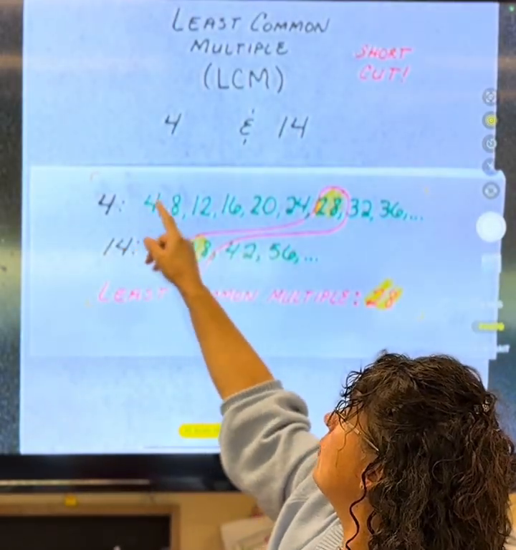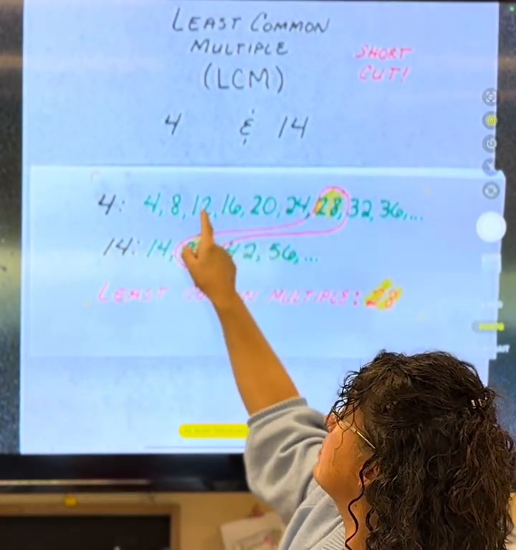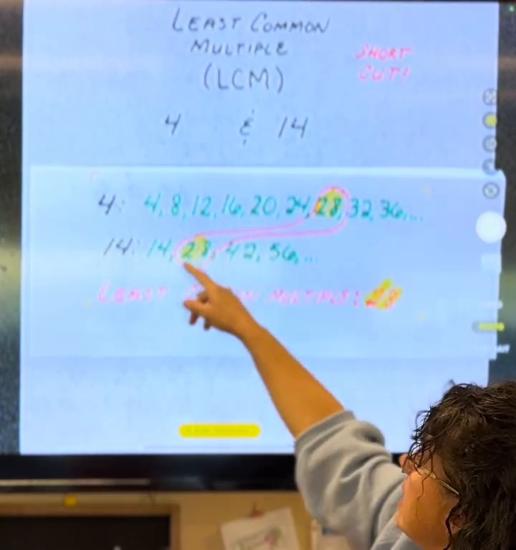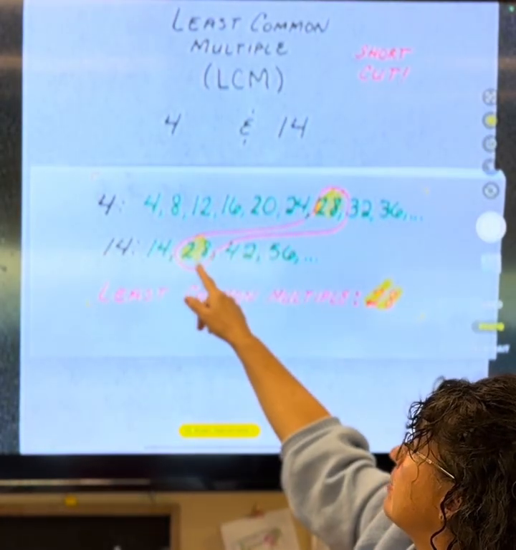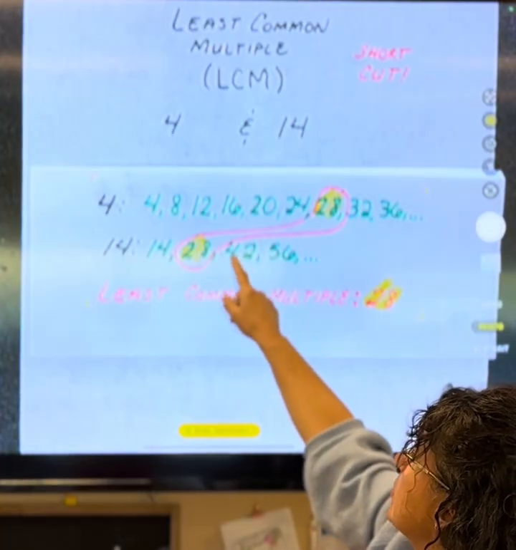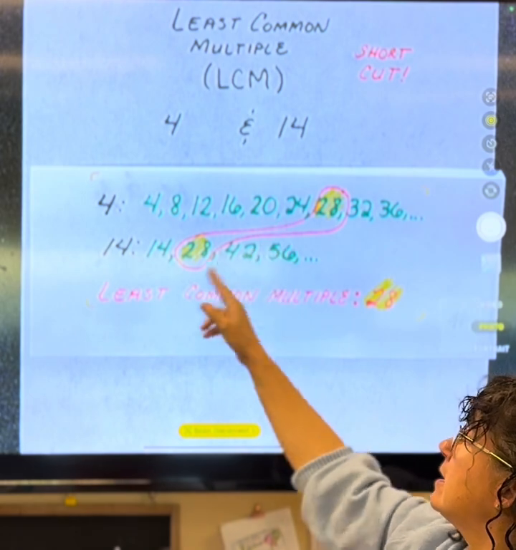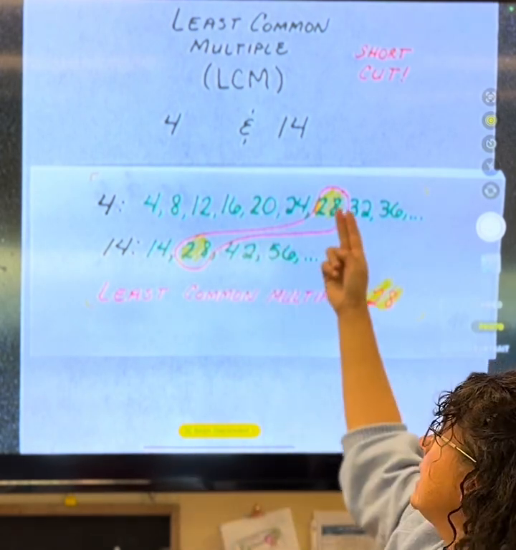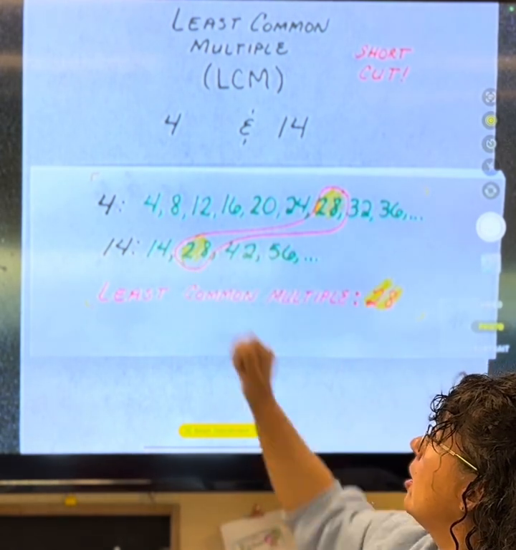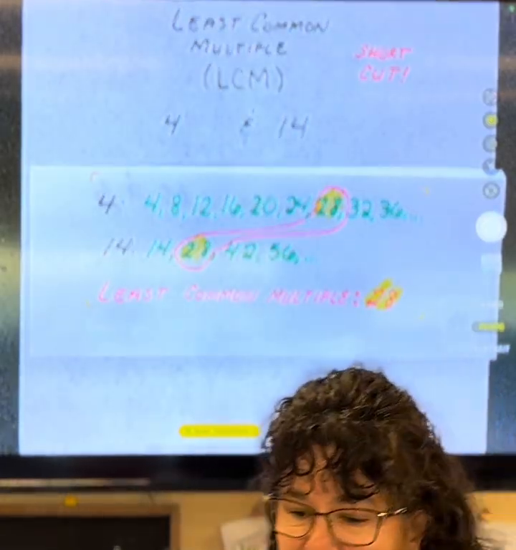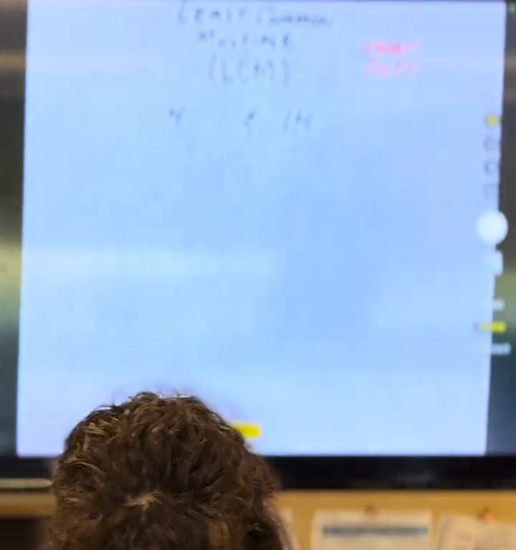4 times 1 is 4, 4 times 2 is 8, 4 times 3 is 12, 4 times 4 is 16, and so on. 14 times 1 is 14, 14 times 2 is 28, 14 times 3 is 42, and so on. All of these numbers are multiples of 4 and 14, and the smallest number in common is 28. This process can take a really long time.